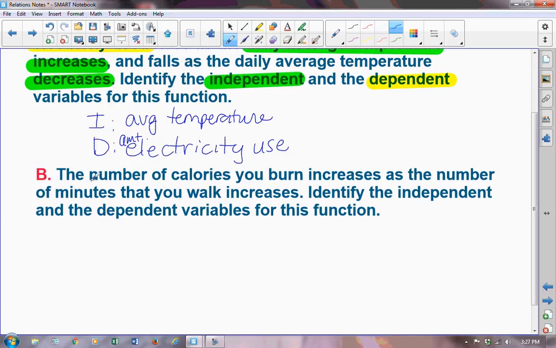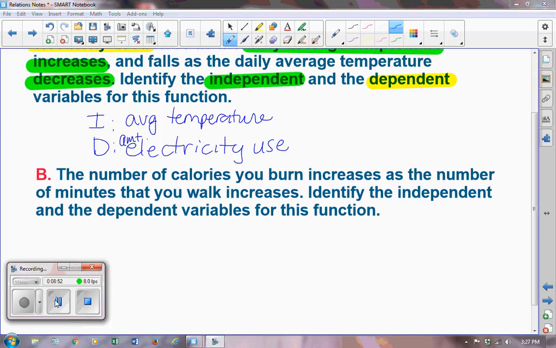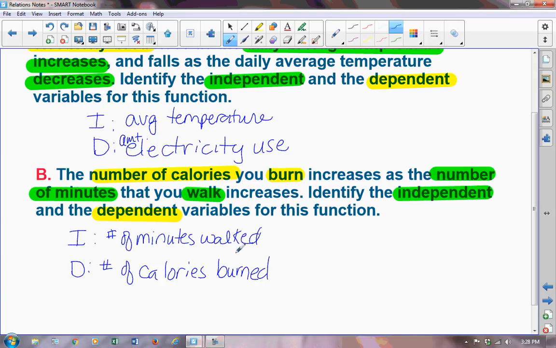All right, so take a moment and read this next problem. The number of calories you burn increases as the number of minutes that you walk increases. Look for that "as the," and that's your indicator as to which one is the independent and which one is the dependent variable. Okay, the independent variable is the number of minutes that you walk, and the dependent variable is the number of calories that you have burned.